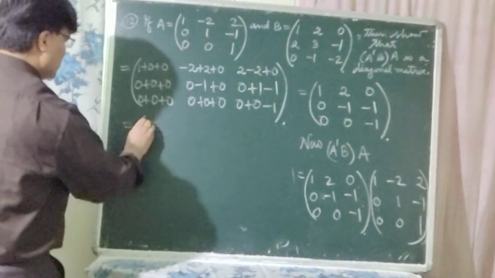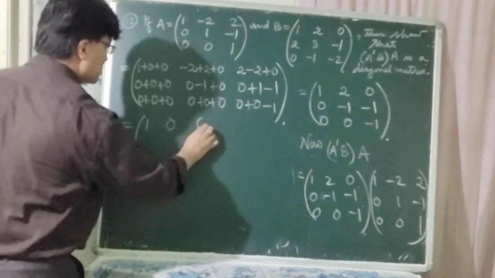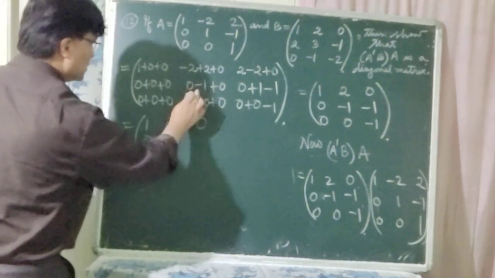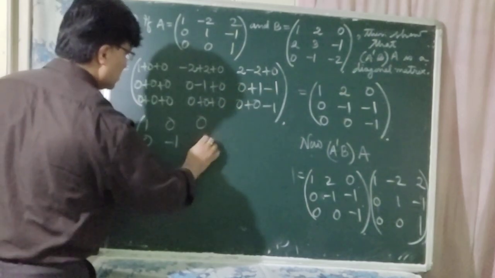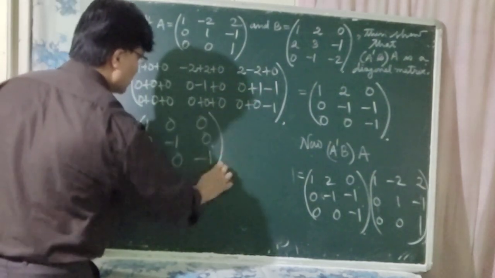So which is equal to, how much is it? 1 plus 0 plus 0, 1. This is 0. That is also 0. This is 0. This is minus 1. This is 0. This is 0. 0. That is minus 1.